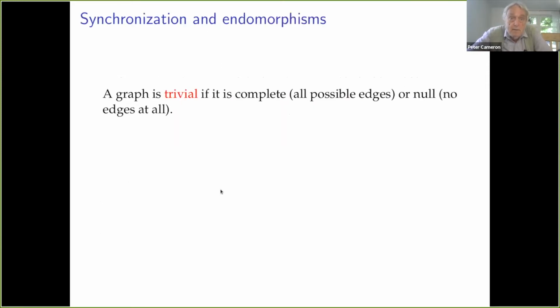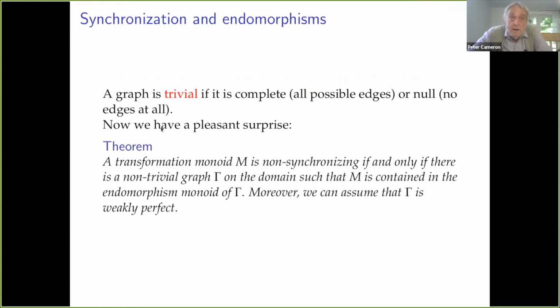And here's the connection with synchronization. Let's say that a graph is trivial if it's either the complete graph with all possible edges or the null graph with no edges at all. These are not terribly interesting graphs, but we need to have this definition so that we can state our theorem. So you have a transformation monoid. It's non-synchronizing if and only if it's contained in the endomorphism monoid of some graph.